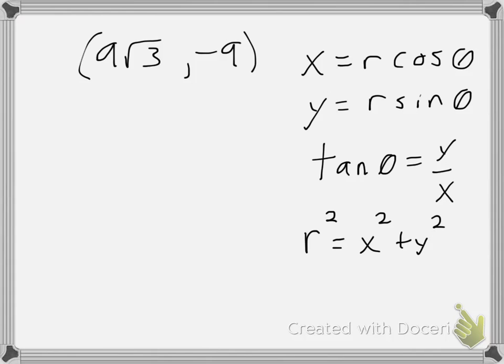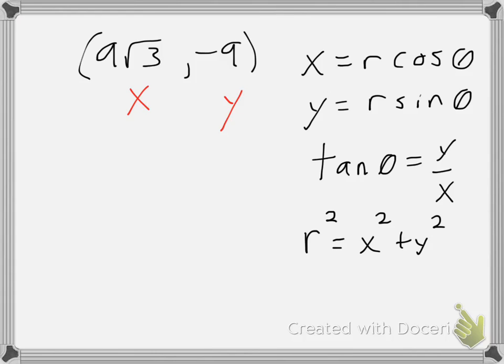Hello everyone, in this recording I'm going to review how to convert rectangular coordinates to polar coordinates. So I have the rectangular coordinates 9 root 3, -9. I'll label those x and y. And you can see on the right over here I have my conversion formulas. Now these will be used whether you convert from rectangular to polar or vice versa.